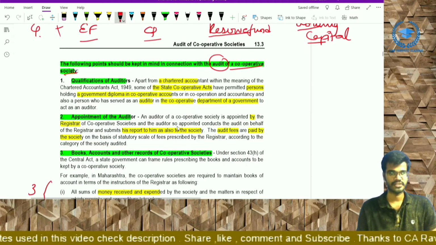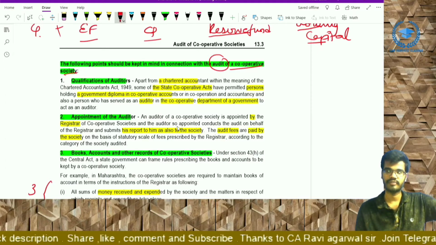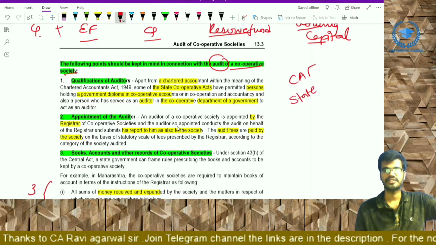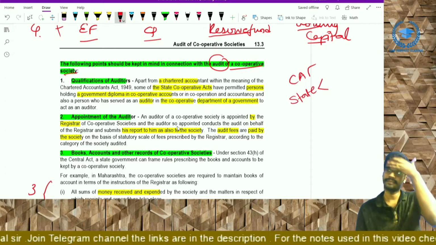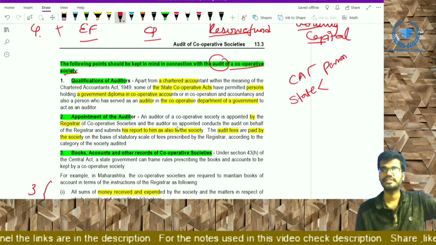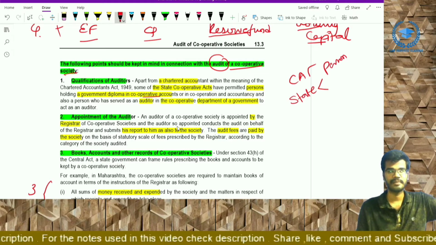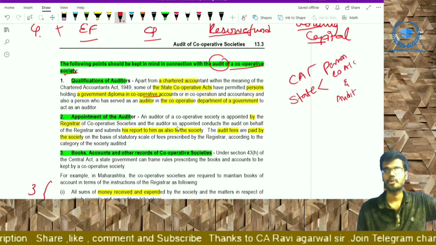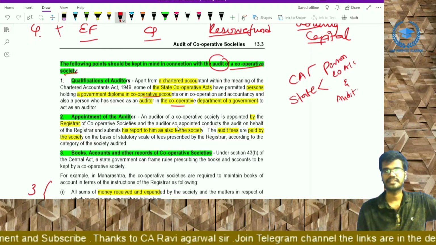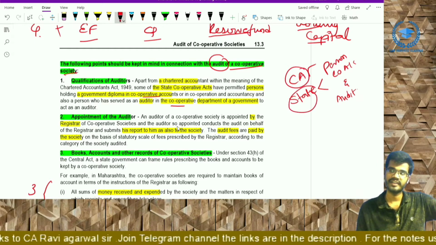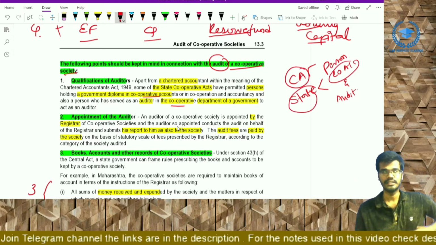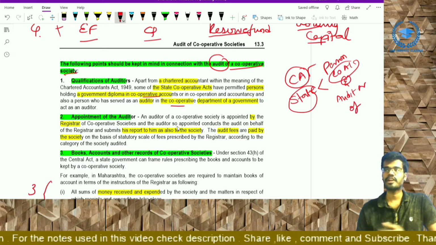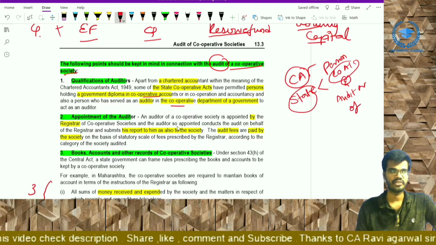We'll discuss one: qualification. What is the qualification? Who can be the auditor of cooperative societies? A chartered accountant. And some state cooperative societies may also appoint as auditor a person who has a government diploma in cooperative accounts, and he shall be the auditor of the cooperative department of the government. These are the 2 cases: a chartered accountant, or, in some states, any person who has a government diploma in cooperative accounts or accountancy. This is the qualification of the auditor.